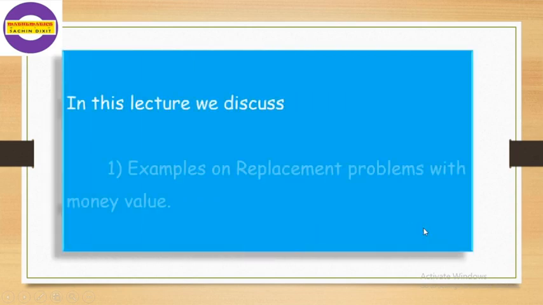In this lecture, we discuss examples on replacement problems with money value. In the previous lecture, the sixth lecture, we discussed the theoretical part corresponding to these replacement problems with money value. Now we have to use that theoretical concept in solving examples on these replacement problems.